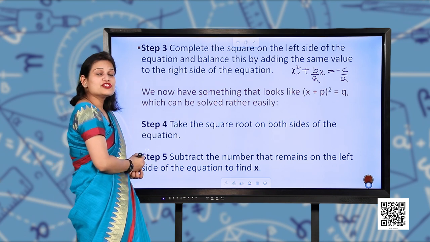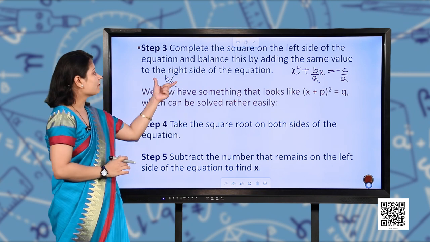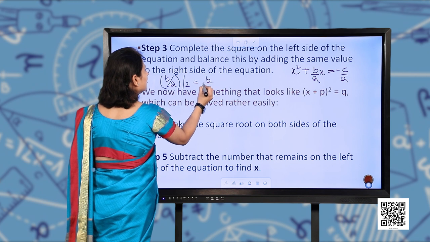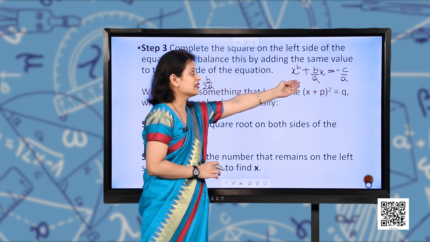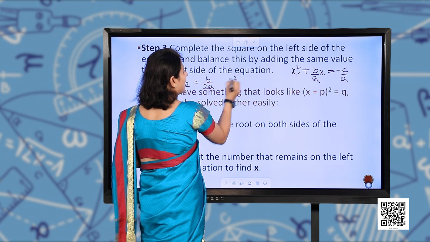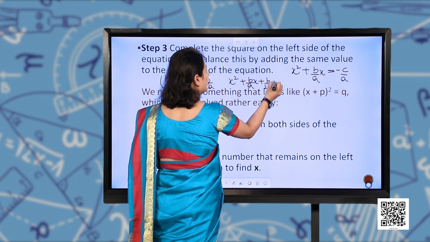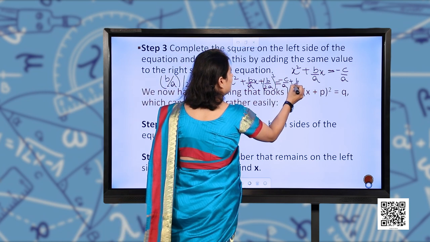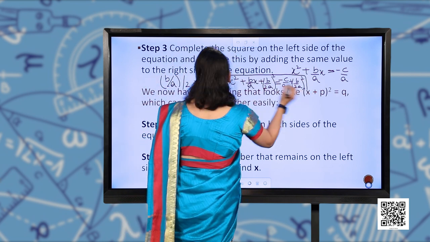We will consider the coefficient of x. Here we have b by a as the coefficient of x. Divide this by 2. So what will you get? You get b by 2a. Now you can add the square of this to the right hand side and to the left hand side as well. So what will you get? You will get x square plus b by a x plus b by 2a whole square is equal to minus c by a plus b by 2a whole square. So we will get this in step 3.